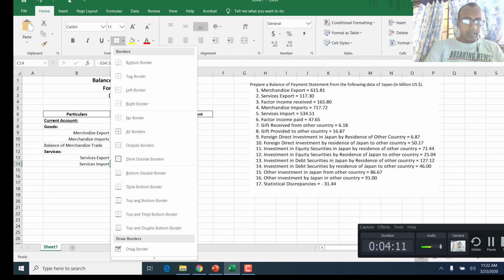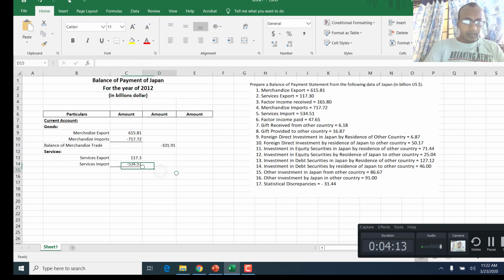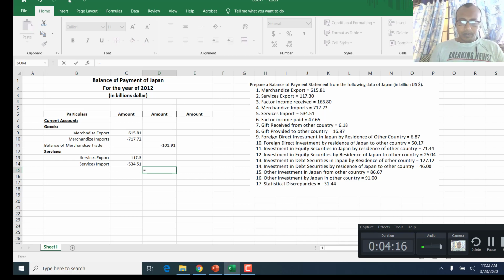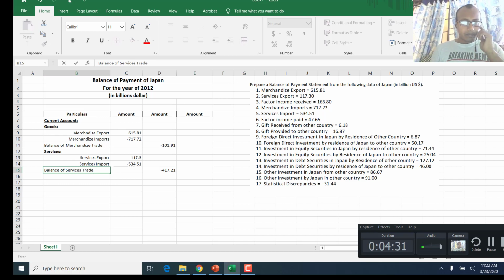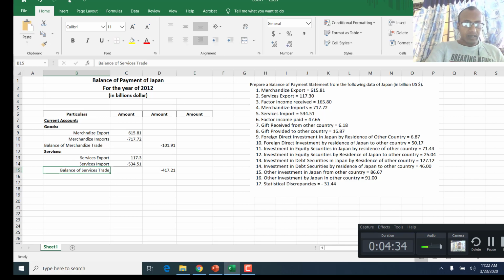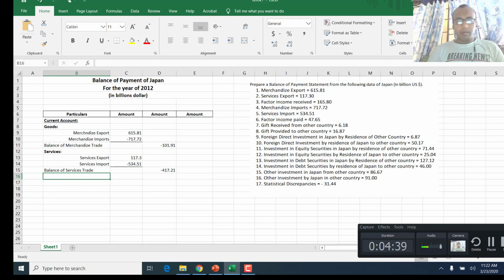So I'm going to underline this, and the balance of these two, the name of this balance will be the balance of services trade. Then the third one is investment income, or factor income.